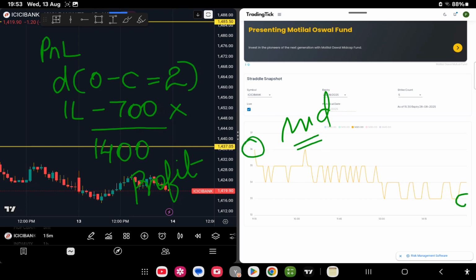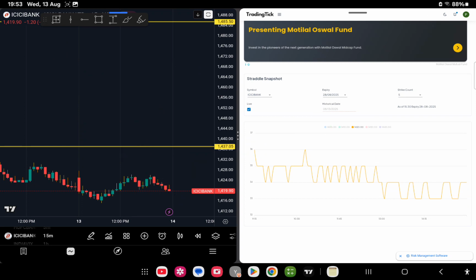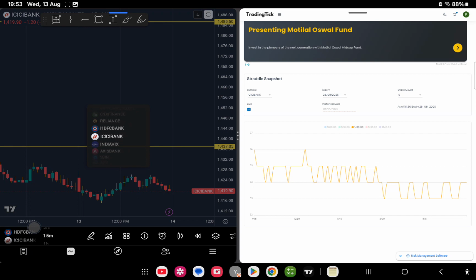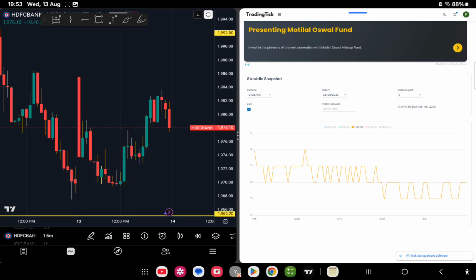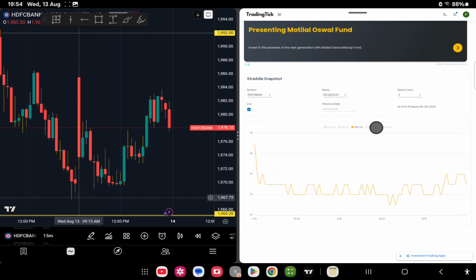Okay, now we'll move on to HDFC Bank. Let me open HDFC Bank here. So this is HDFC Bank. When you check for open, it is 80, and this is also a profitable trade.